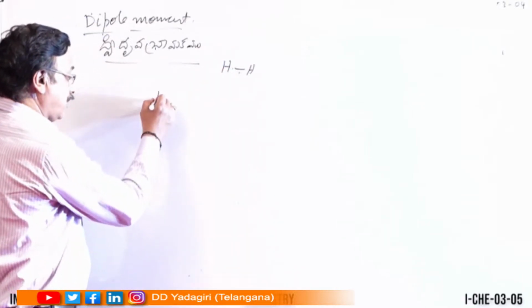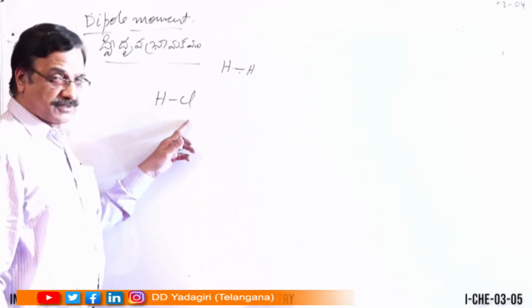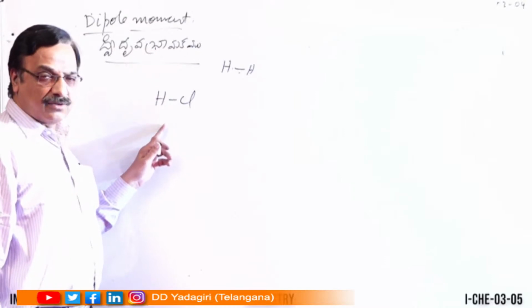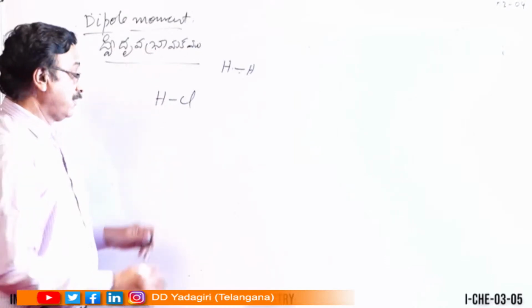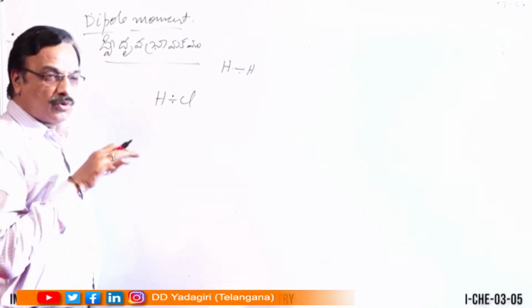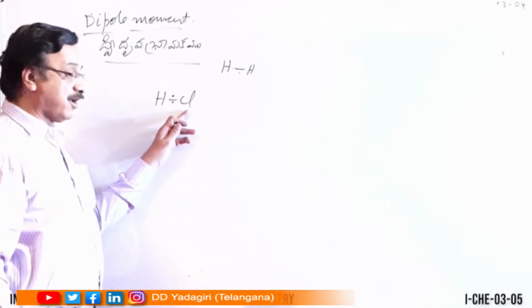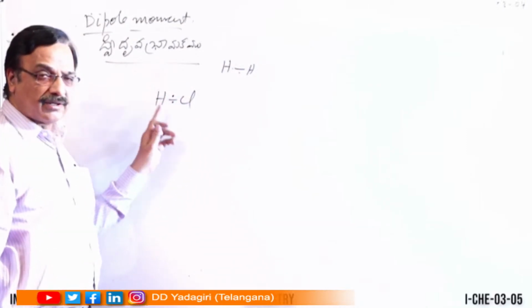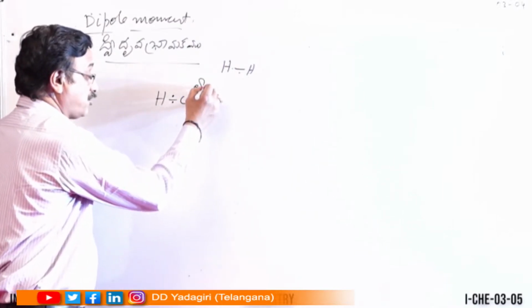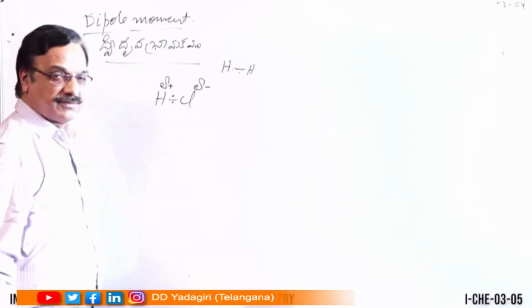Whereas in a molecule like HCl, there is an electronegativity difference. Electronegativity of chlorine is more than hydrogen. In that case, the shared pair of electrons between the two atoms moves toward the chlorine side. As a result, the electron density around the chlorine increases, so chlorine gets a partial negative charge and hydrogen gets a partial positive charge.